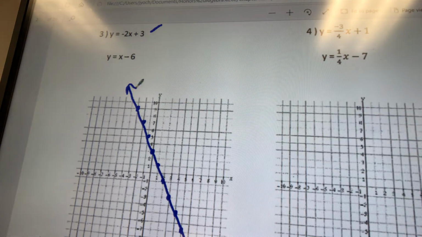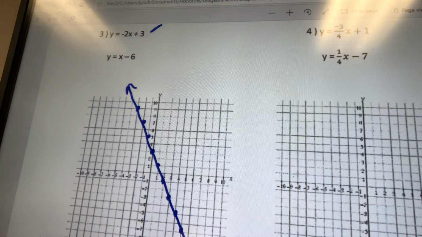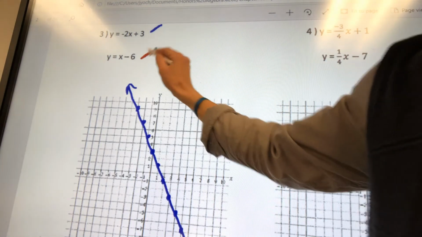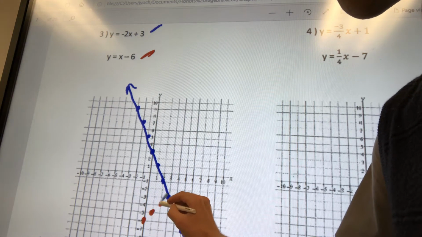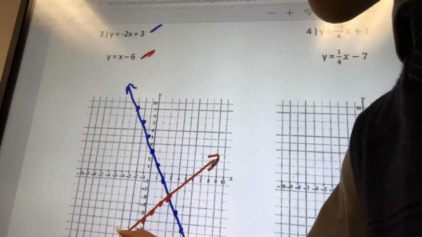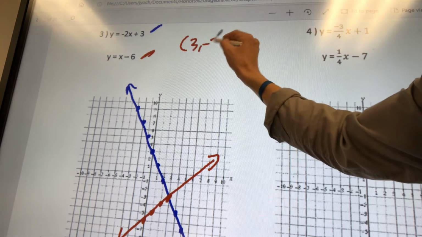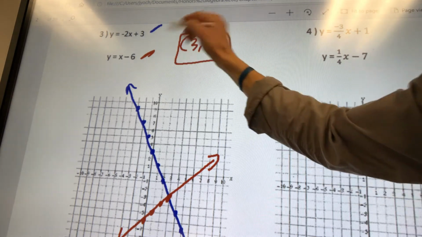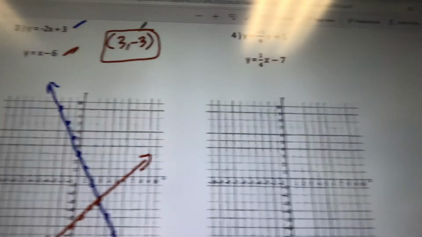Then my second line here, I'm going to make in red. The y-intercept is negative 6. I'm going to go up 1 over 1, up 1 over 1, up 1 over 1. Make sure to make two lines. They intersect right there, at 3, negative 3. If you can't read it, it's definitely 3. Plug 3 in. Do you get negative 3 twice? You do. 3, negative 3 is our answer.